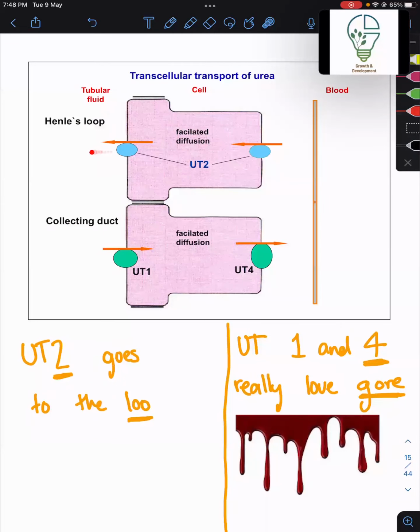Okay, so UT2 goes to the loo. That means it's going towards the urine for the tubular fluid. UT1 and UT4 love gore, and so they're going to go back into the blood. The last thing I just want to say is to pay extra attention to UT1 being on the basolateral side, that's this side, and UT4 being on the apical side of the cell, because again, sometimes they like to test on that.